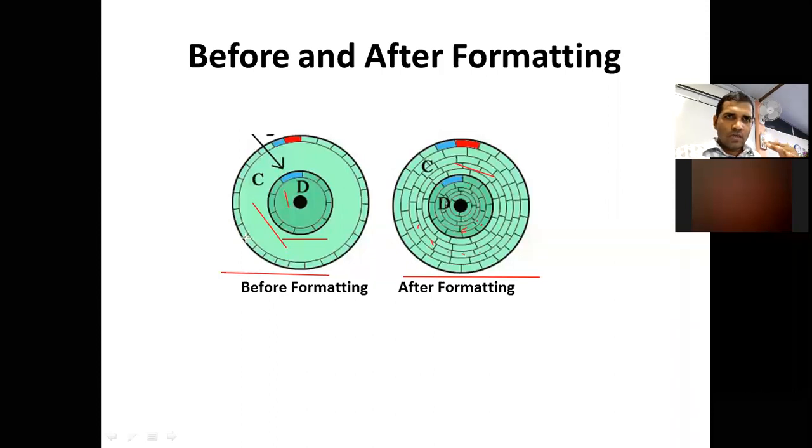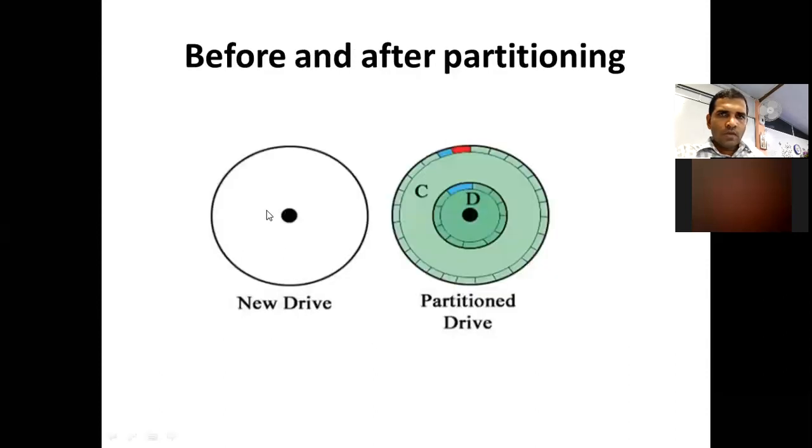Even the partition and the format, all these things are inside of the computer. No one can see them directly, but you have to take some sort of imagination. Imagine that your hard disk looked like a plain disk first. I have already shown you this one. But once it is partitioned, you have two separate areas, whereas earlier it was a single plain area.